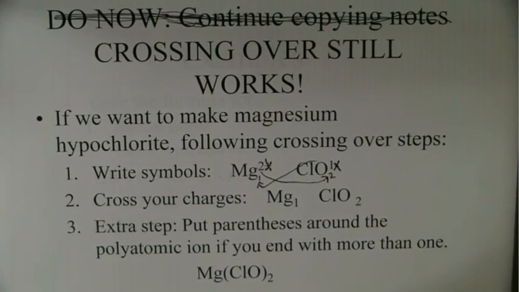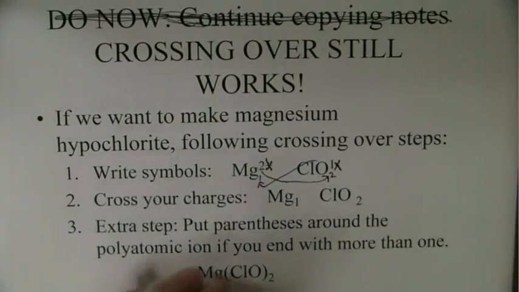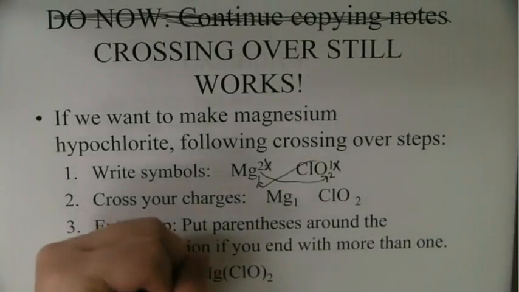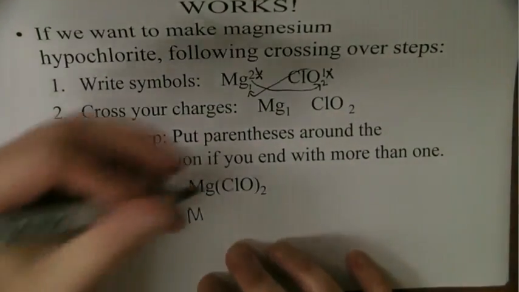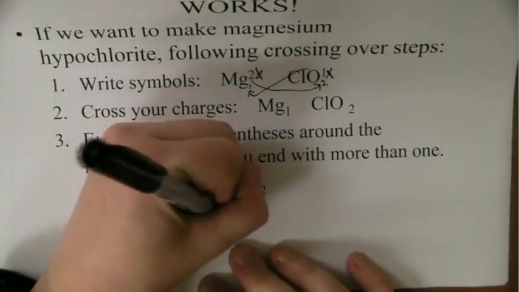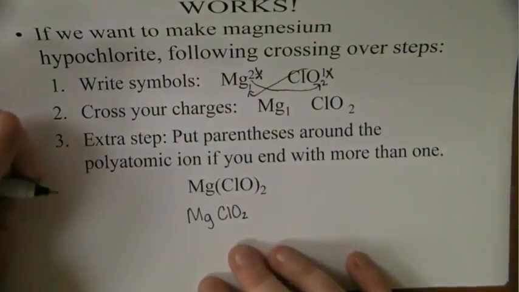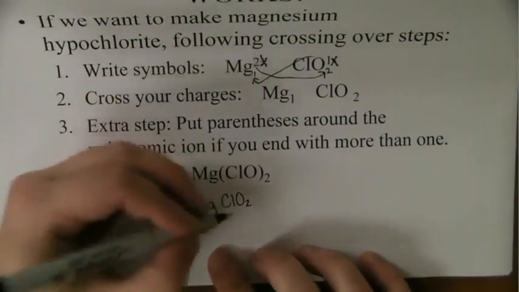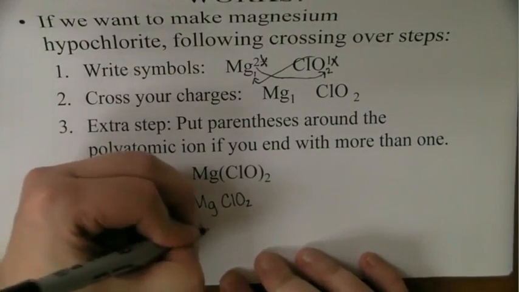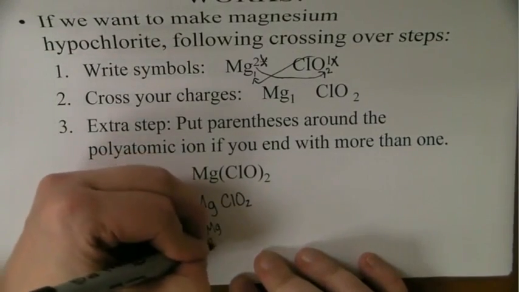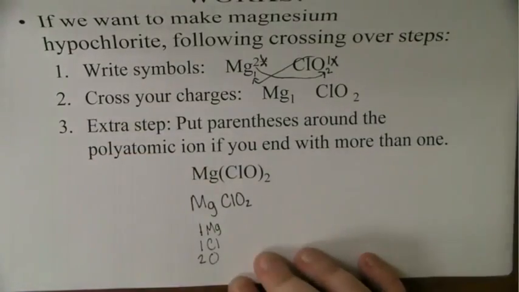We haven't needed parentheses up until this point, but now we do. So realize if we were to write this just the way it is up here, I'm going to move this up so you can see it. If we were to write MgClO2, we know that looks like it's saying we have 1 magnesium, 1 chlorine, and 2 oxygen.